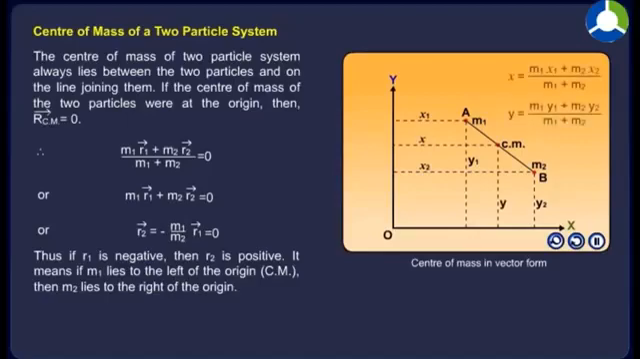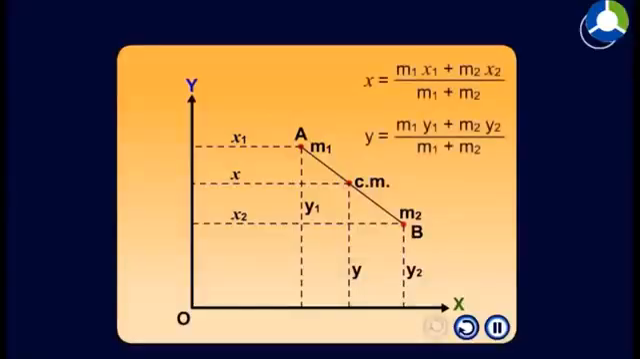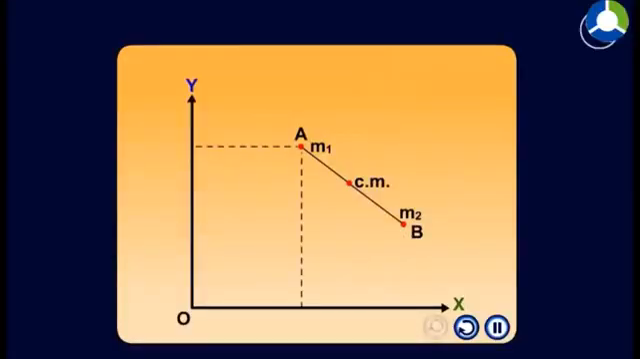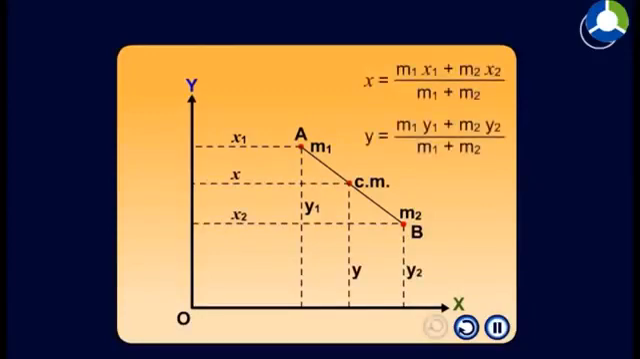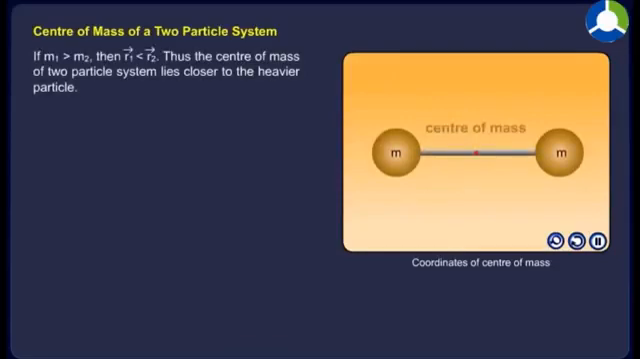It means if m1 lies to the left of the origin, that is the center of mass, then m2 lies to the right of the origin. If m1 is greater than m2, then vector r1 is less than vector r2. Thus, the center of mass of a two-particle system lies closer to the heavier particle.